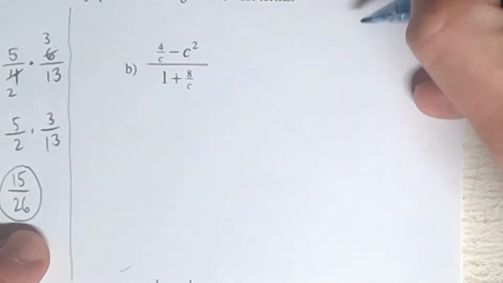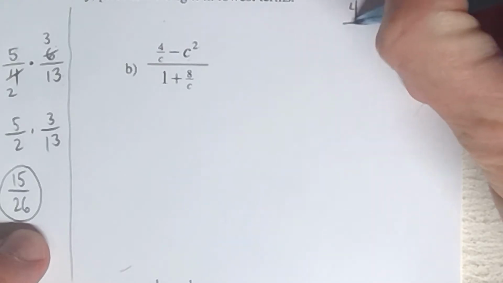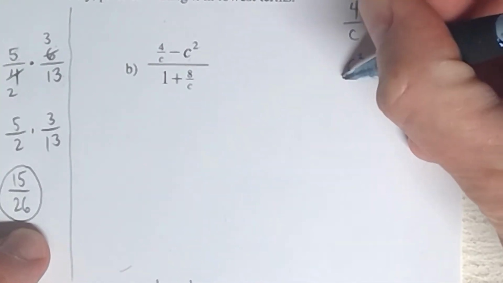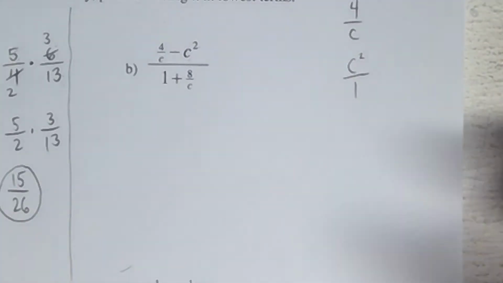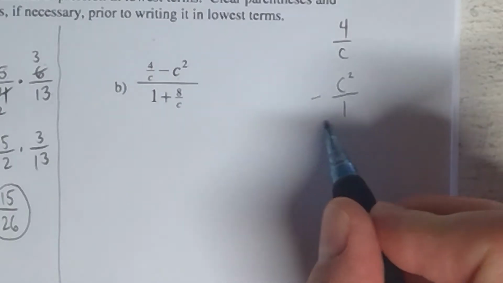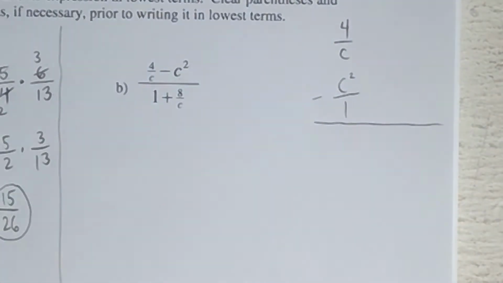The way you do that is you write the fraction and the term, but the term you put over 1. In other words, you make them both into fractions. That way you can then do the normal thing where you find the LCD and all that.